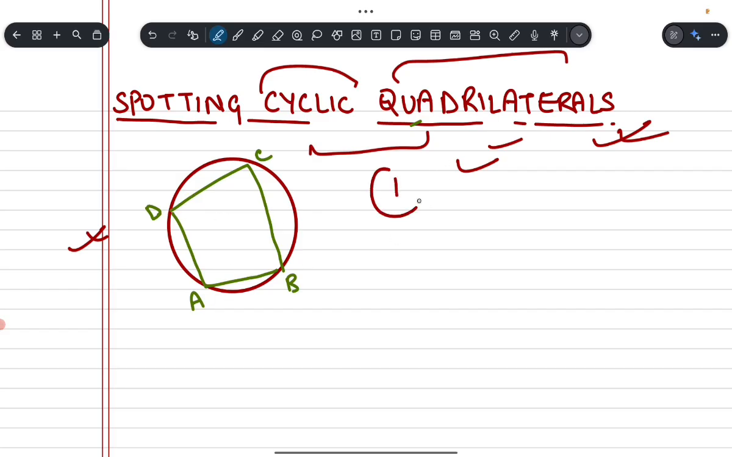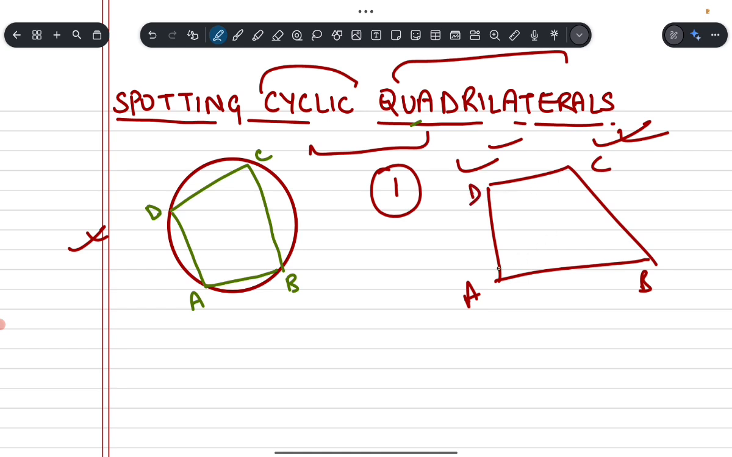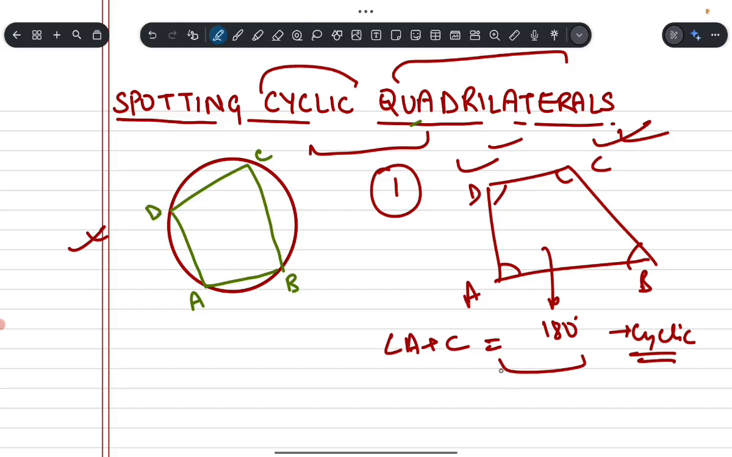So the first thing that we observe if you don't have a circle is in a quadrilateral, let's say this is a quadrilateral ABCD, if the sum of the opposite angles adds up to 180, this and this, D and B, angle A plus angle C is 180, then the quadrilateral is cyclic. So you don't need to have a circle, don't need to observe whether A, B, C, D are lying on a circle or not. If this is happening, then the quadrilateral is cyclic.